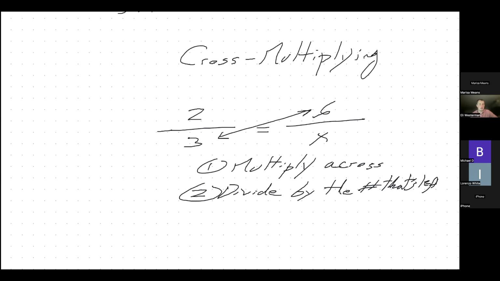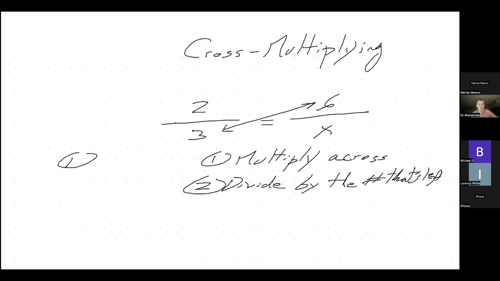So first, let's multiply across. 3 times 6 equals 18. Now let's divide by the number that's left. 18 divided by 2 equals 9. So here, X equals 9. Let's do a harder one.